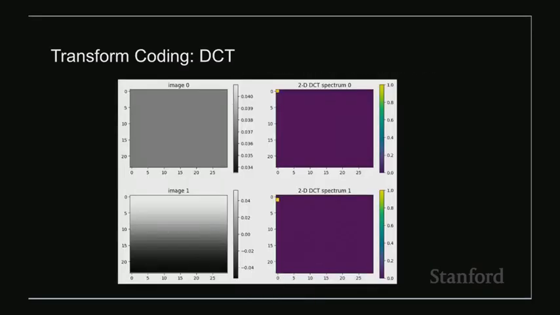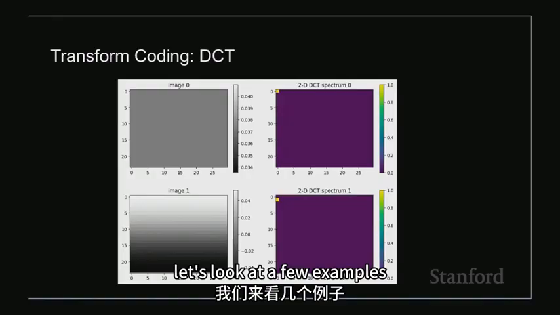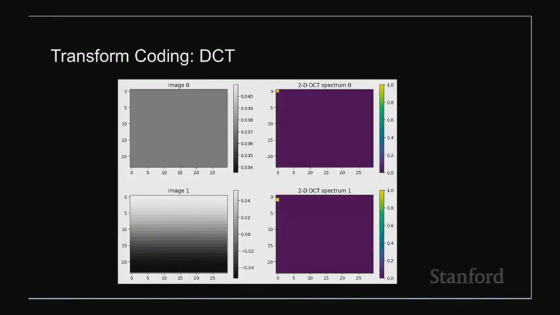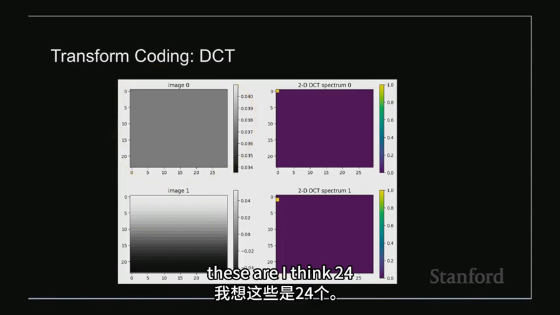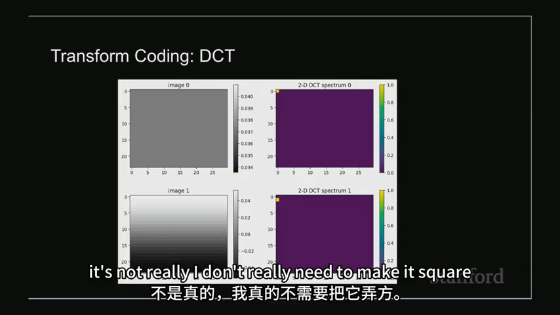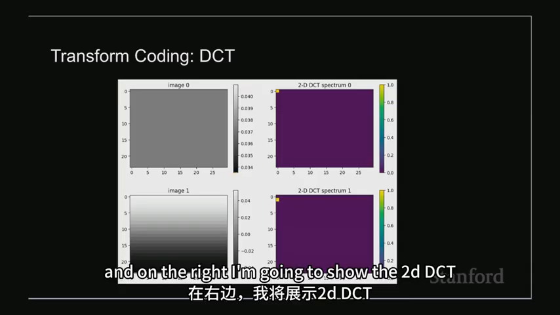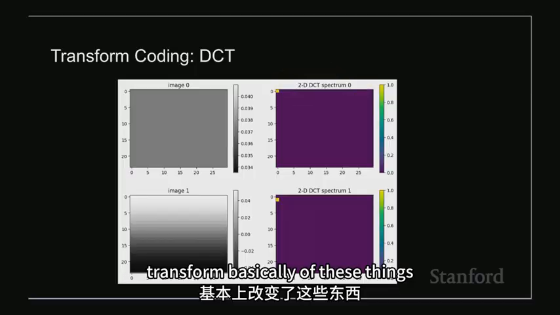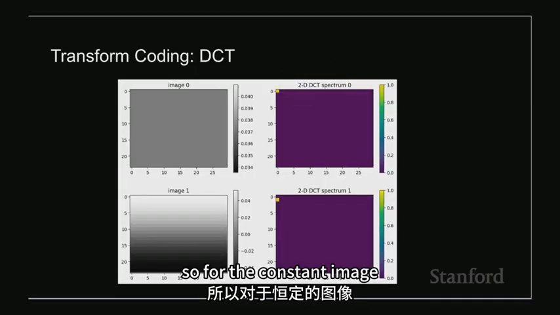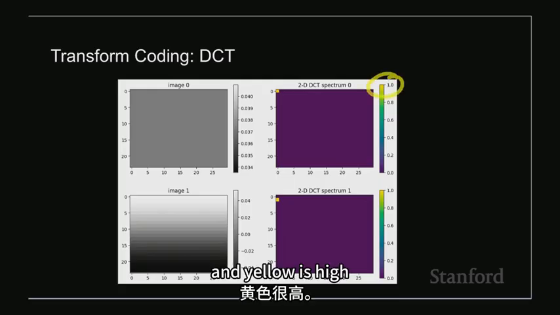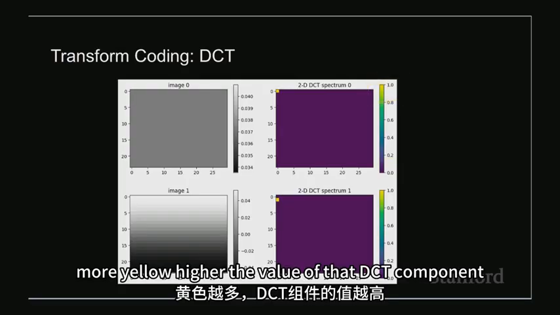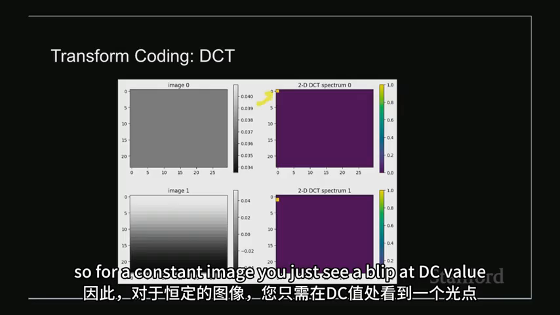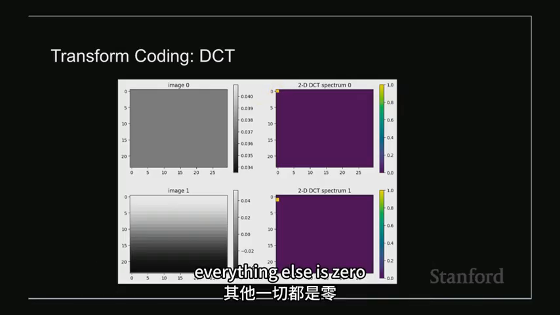Okay, so let's look at a few examples. On the left, I'm going to show some image blocks. These are, I think, 24. This is actually 24 by 32, but it's okay, I don't really need to make it square. And on the right, I'm going to show the 2D DCT transform of these. Yellow is high, blue is low, so dark blue is 0, and the more yellow, the higher the value of that DCT component. For a constant image, you just see a blip at the DC value, everything else is 0.